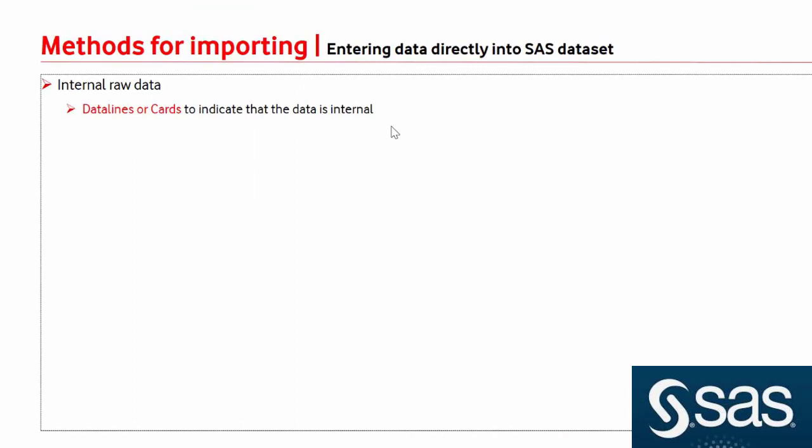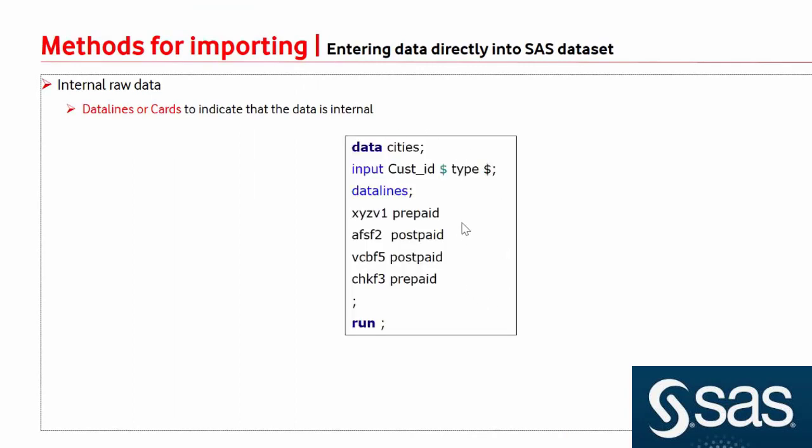Second method is giving data points directly in the code itself, like shown in the example. Everything between data lines and run are data points, and their variable names are declared in the input statement. There will be positional correspondence with variables which are separated by space.